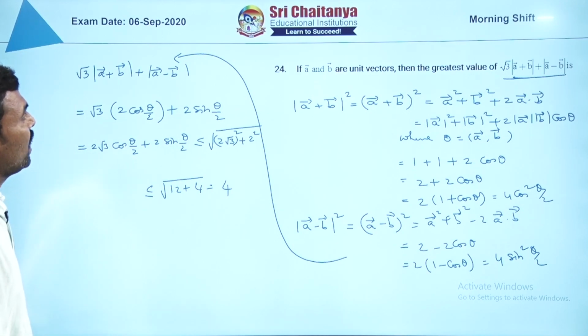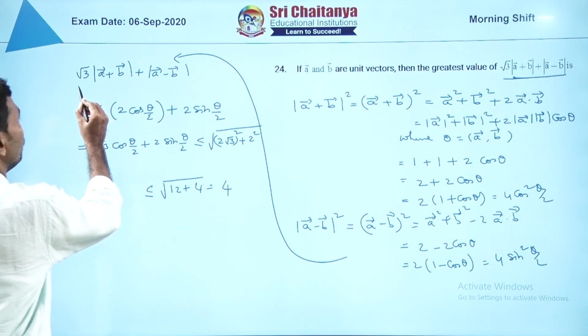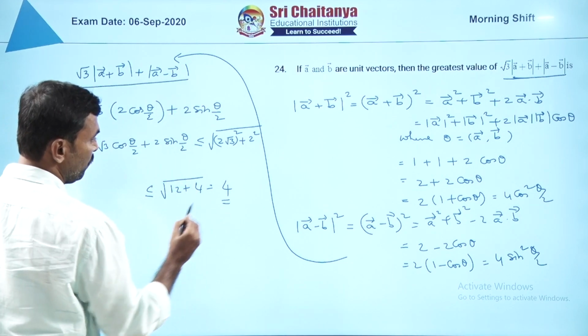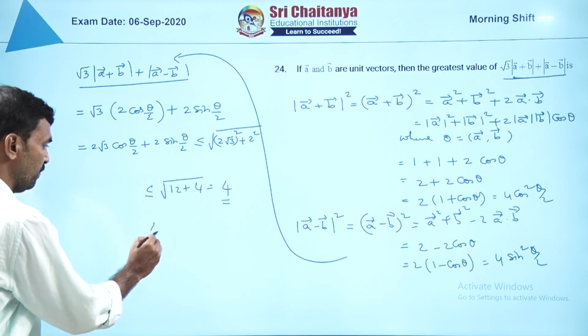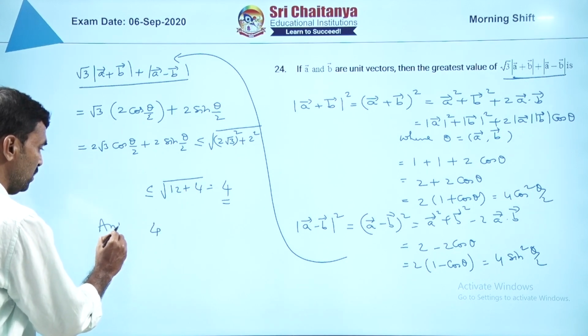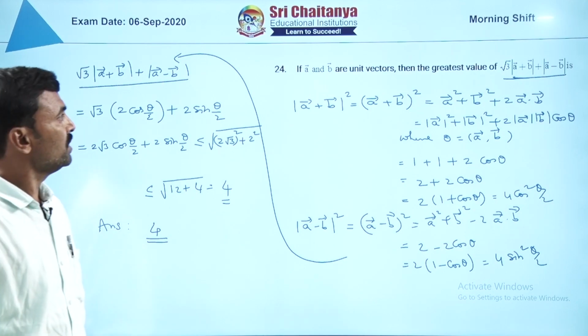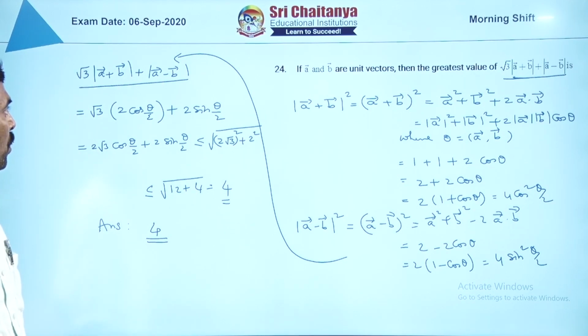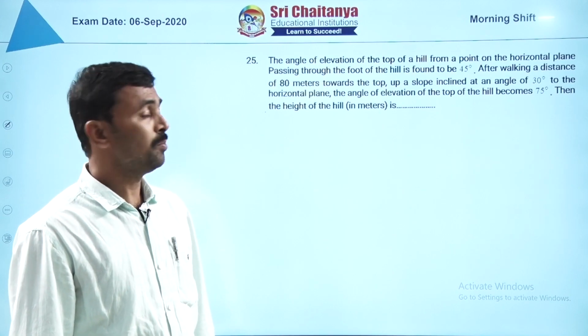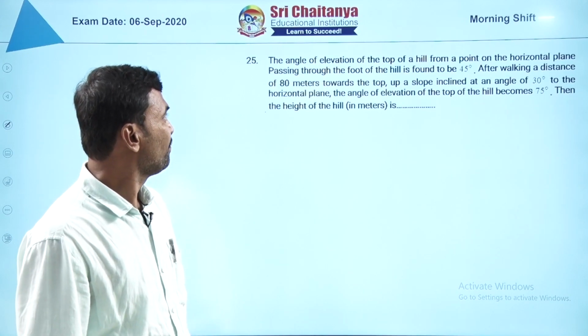So, the greatest value of this expression is 4. So, 4 is the answer. So, the answer is 4. So, with this it completes 24th problem. Now, let us see problem number 25.